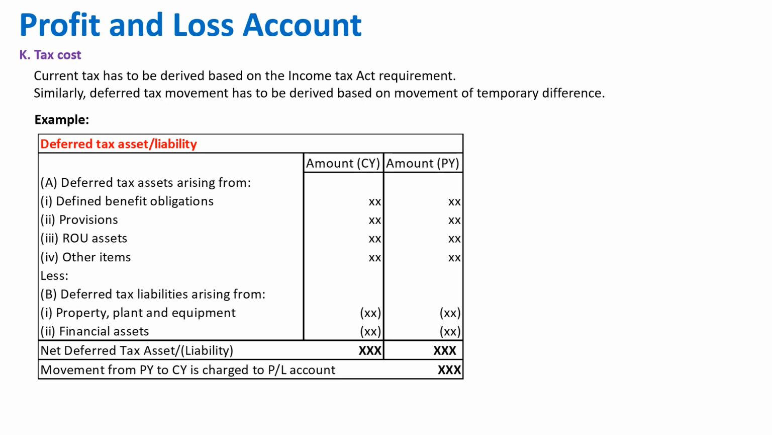Less deferred tax liabilities arising from property, plant and equipment, for example, the WDV as per the books and the WDV as per the Income Tax Act may be different, and financial assets. This is the format generally used, but line items can vary from business to business based on the temporary difference you have. Then the deferred tax asset of last year versus the deferred tax asset of the current year, the movement will be either a deferred tax income or a deferred tax expense. If it is increasing, then it is an increase in deferred tax asset. If it is decreasing, then it is a deferred tax expense. This is how you'll be accounting for it in the profit and loss account.